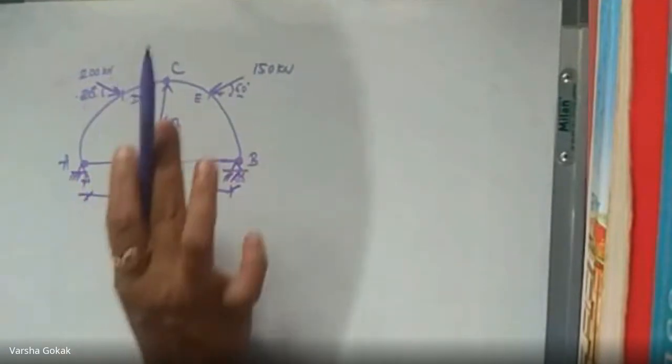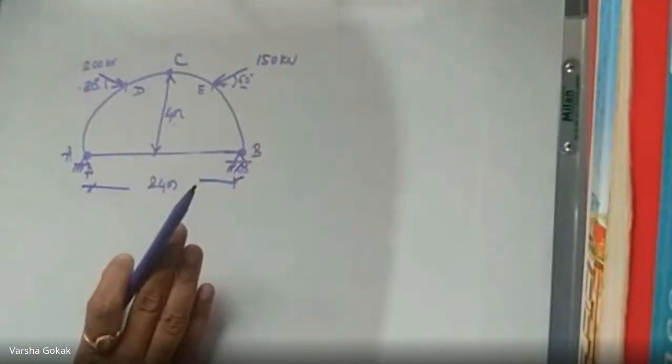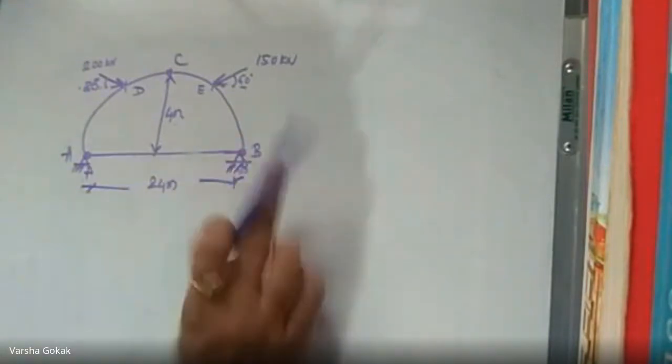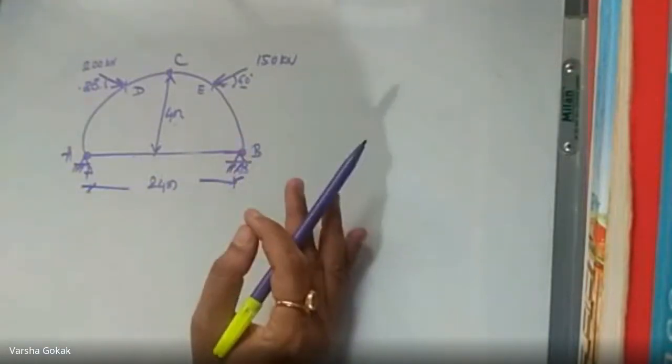60 degrees. Okay. So for this general question, you have to analyze this arch, find the bending moments at all the points, draw the bending moment diagram, and find the reactions.